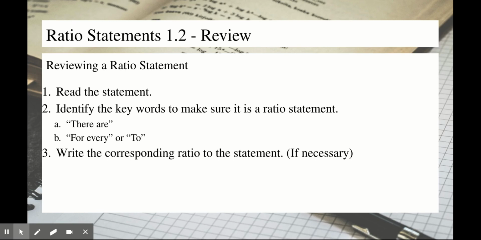Let's review this one more time. The first thing we need to do is read the statement. The second thing we need to do is identify the keywords to make sure it is a ratio statement. The third thing that we need to do is write the corresponding ratio to the statement, and this is if it is necessary.